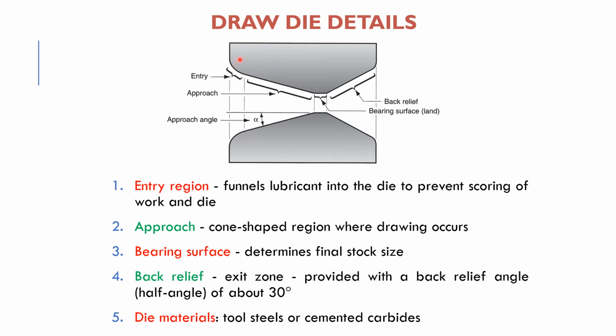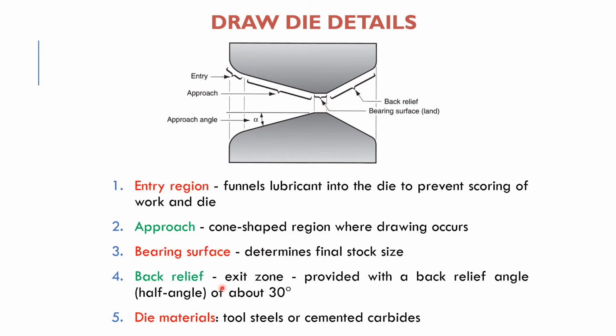Okay. So if you can see, the area here is a little bit round so that it will be easier for the work material to go into the area here. And then there's approach, the cone-shaped region where the draw will start to occur. And then we also have a bearing surface. Okay, so bearing surface is the land where the work material will start to come out.